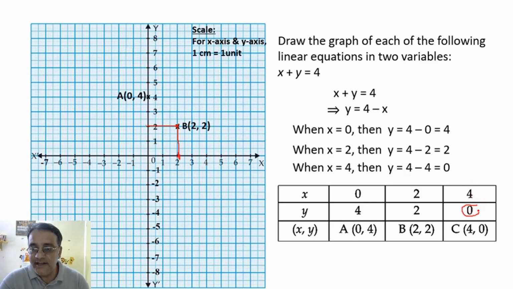So the y coordinate is 0, that means it belongs to the x axis. So where will it come on the x axis? It will be here. Now we have to draw the line which passes through these 3 points. Any doubt? No, sir. After drawing the line, you have to write the equation also.